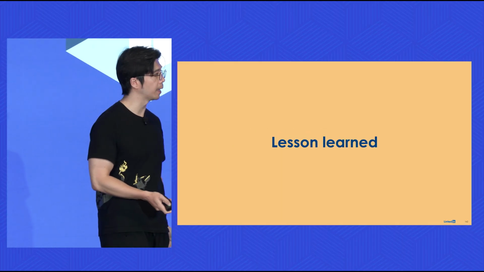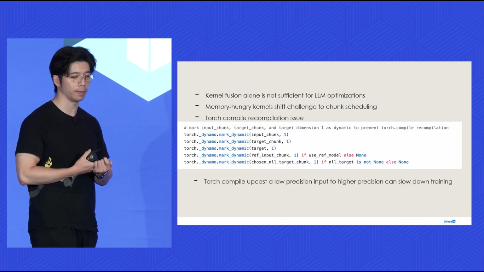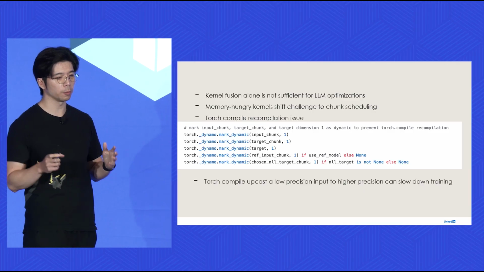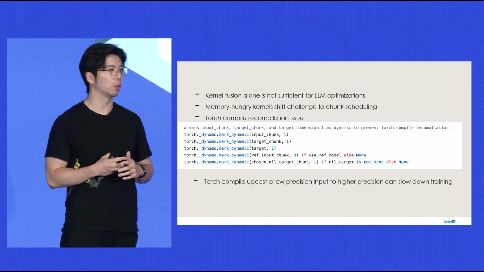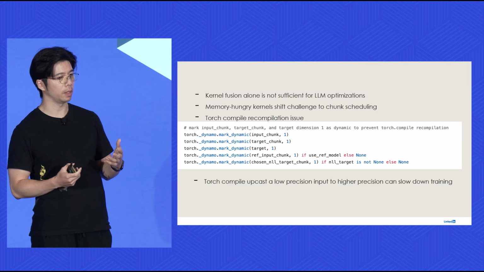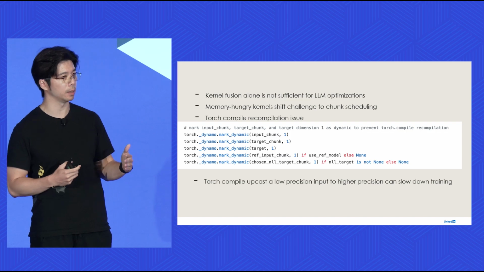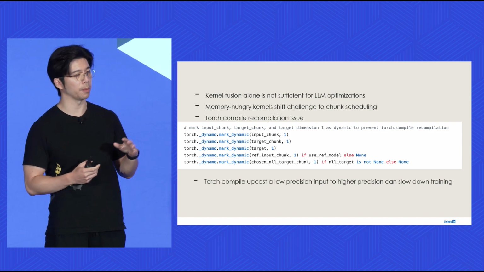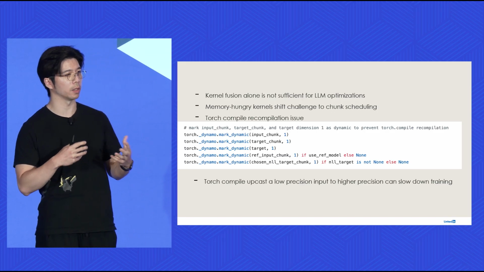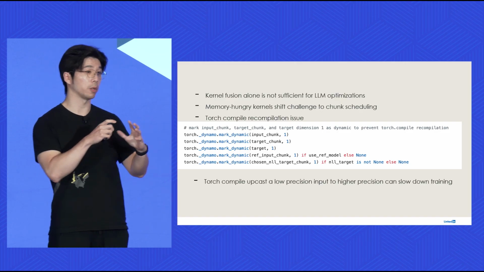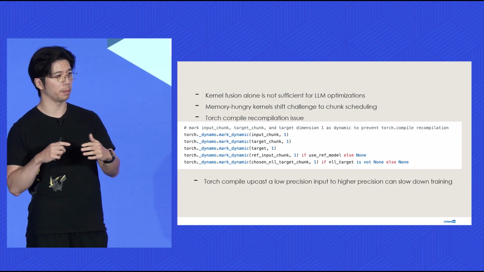Okay, now we'll be sharing some of the lessons learned along the way. The first bullet point I want to mention is that this is especially true for training cases: kernel fusion alone is not sufficient for LLM optimizations. Earlier on, we tried to optimize the RMS norm and the rope kernels, and we did see some improvement in speed. However, it's still not able to cure the OOM issues. So in a sense, the availability of kernel fusions shifts the bottleneck from the overhead of too many kernels being launched to the on-chip memory access.